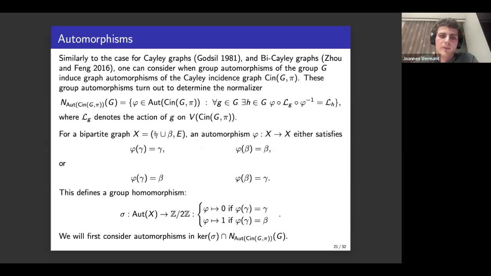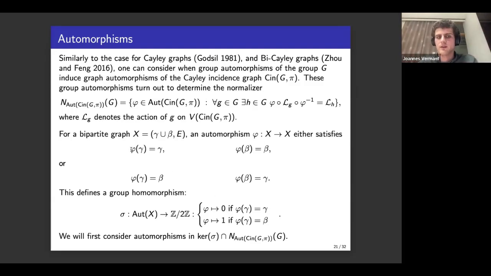So if the bipartition is given by gamma and beta, either we have that phi of gamma is equal to gamma and phi of beta is equal to beta, or we have that phi of gamma is equal to beta and phi of beta is equal to gamma. And then in this way, we get a group homomorphism from the automorphism group of the bipartite graph to Z modulo 2. And the kernel of this morphism consists of all graph automorphisms which fix the partition.